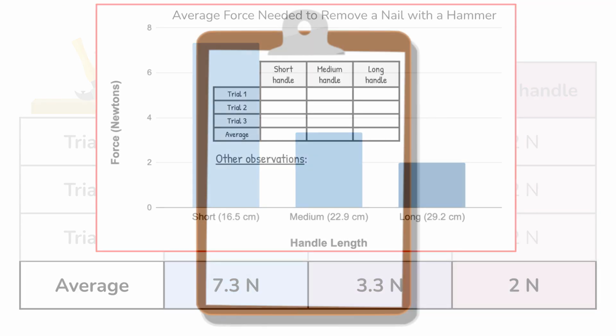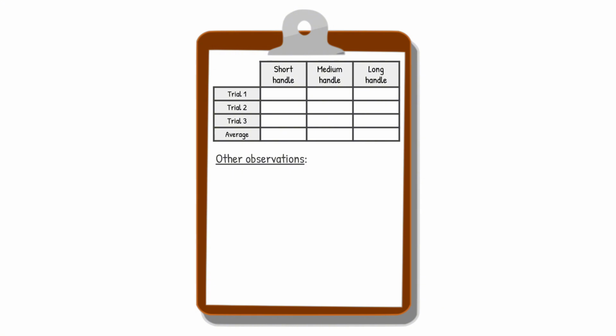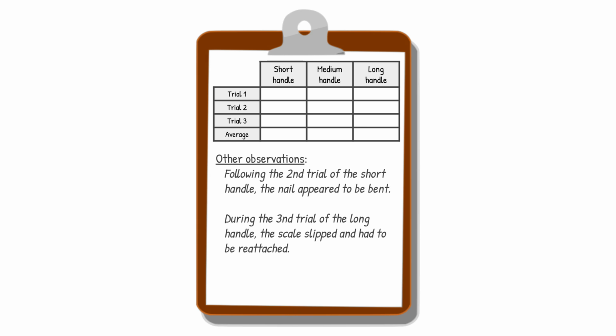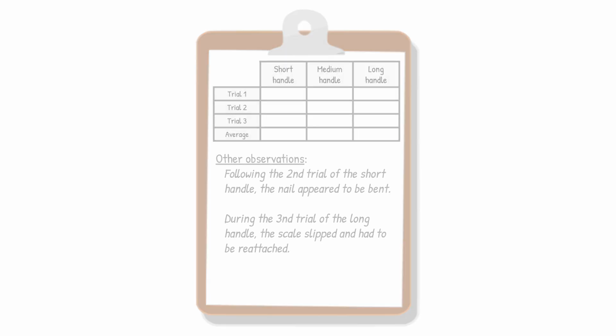Now I want to pause here to make a quick note. The data table is for recording your dependent variable measurements. There might be other observations you want to record. For example, if something unexpected happened during the second trial, you'll want to write that down. If some other variable is also changing, not just your dependent variable, try to record this in a separate space. This extra information might help when you are writing about your conclusion.